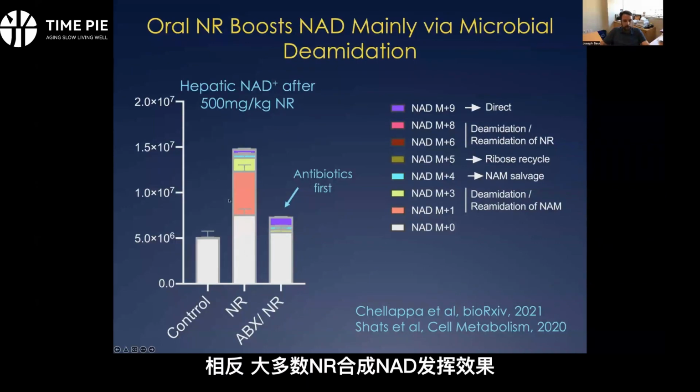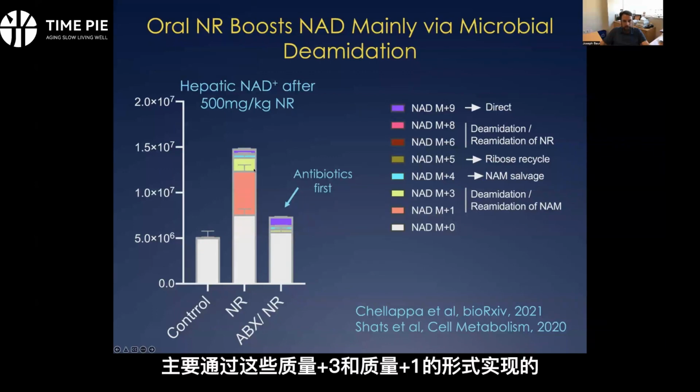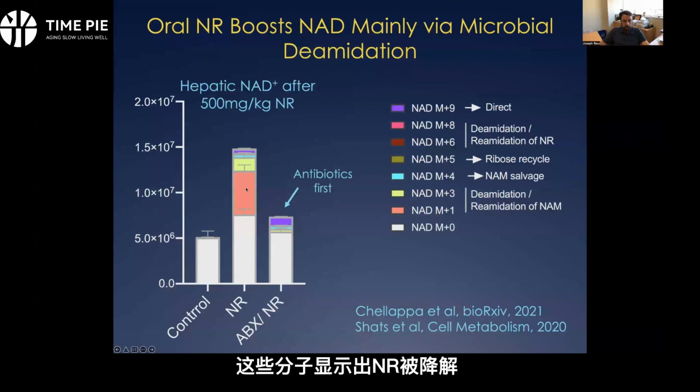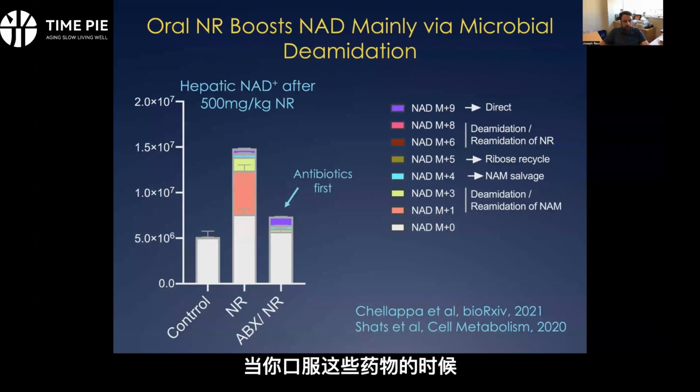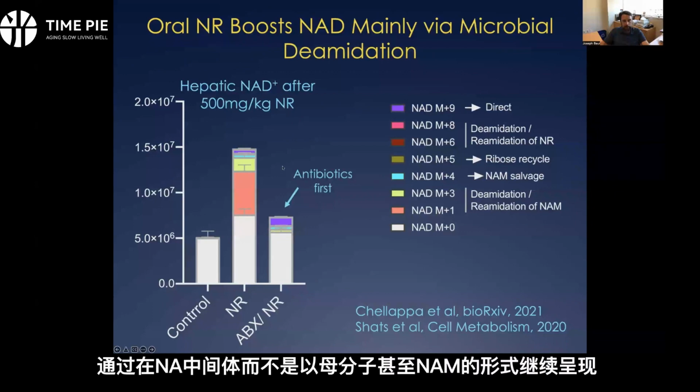And instead, the majority of this NAD boosting effect of nicotinamide riboside is coming through these M+3 and M+1 forms, which are the molecules that show that the nicotinamide riboside broke down, was deamidated by the microbiome, then was taken back up and converted to NAD. So there's this huge effect that was not really recognized that is being played by the microbiome when you take these supplements orally. And a big part of them is going through a nicotinic acid intermediate rather than staying as the parent molecule or even nicotinamide.